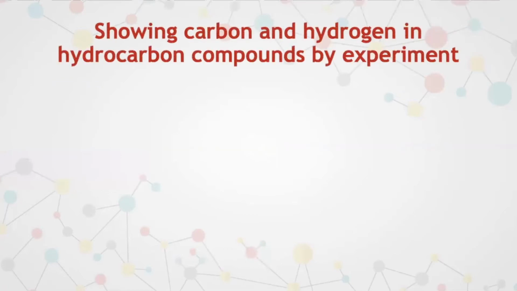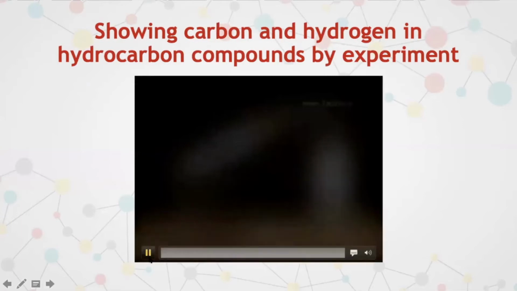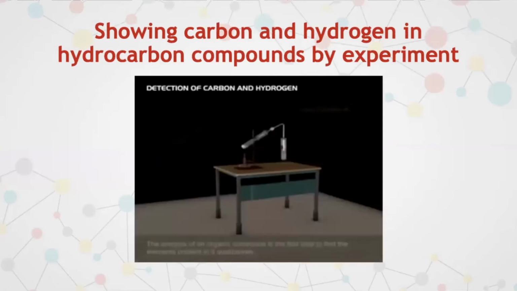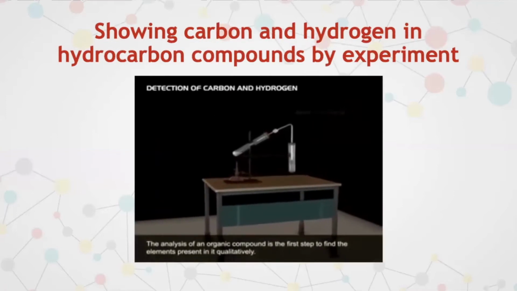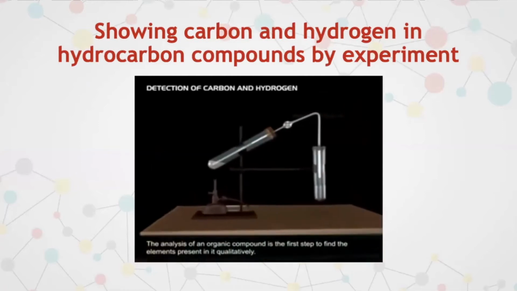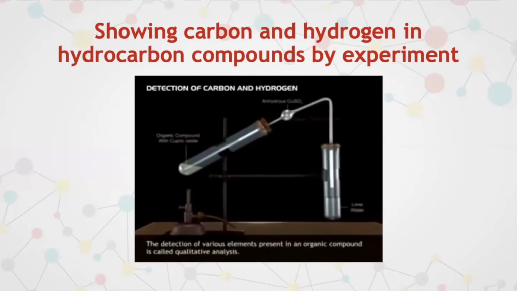Showing carbon and hydrogen in hydrocarbon compounds by experiments. Detection of carbon and hydrogen. The analysis of an organic compound is the first step to find the elements present in it qualitatively. The detection of various elements present in an organic compound is called qualitative analysis. Carbon and hydrogen are present in almost all organic compounds. Let us see the procedure of detecting carbon and hydrogen.